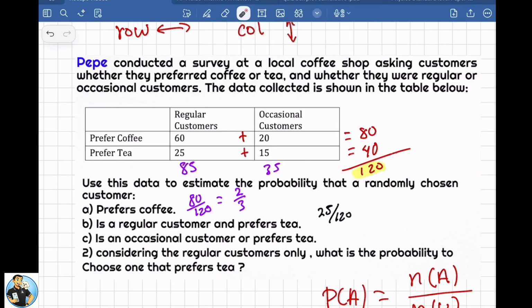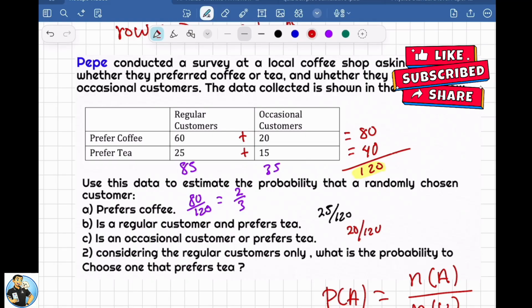Then is an occasional customer or prefers tea. Again, we need to check the intersection. Occasional customer and prefers tea. So it's this one. Occasional customer and prefers tea. So it's 20 out of 120. So this is 20 divided by 120.